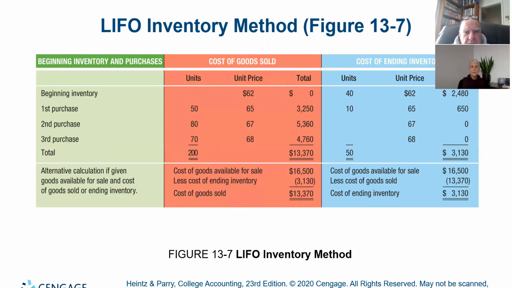LIFO method. Look at our cost of goods sold. My goodness, we sold this one, the 70 first. 70 and 80, 150 plus 50. Under this method, we still have 10 units from the first purchase, and the beginning inventory is still sitting there under this method. So what we're saying here is our cost of goods sold is 13,370, and the ending inventory is 3,130.